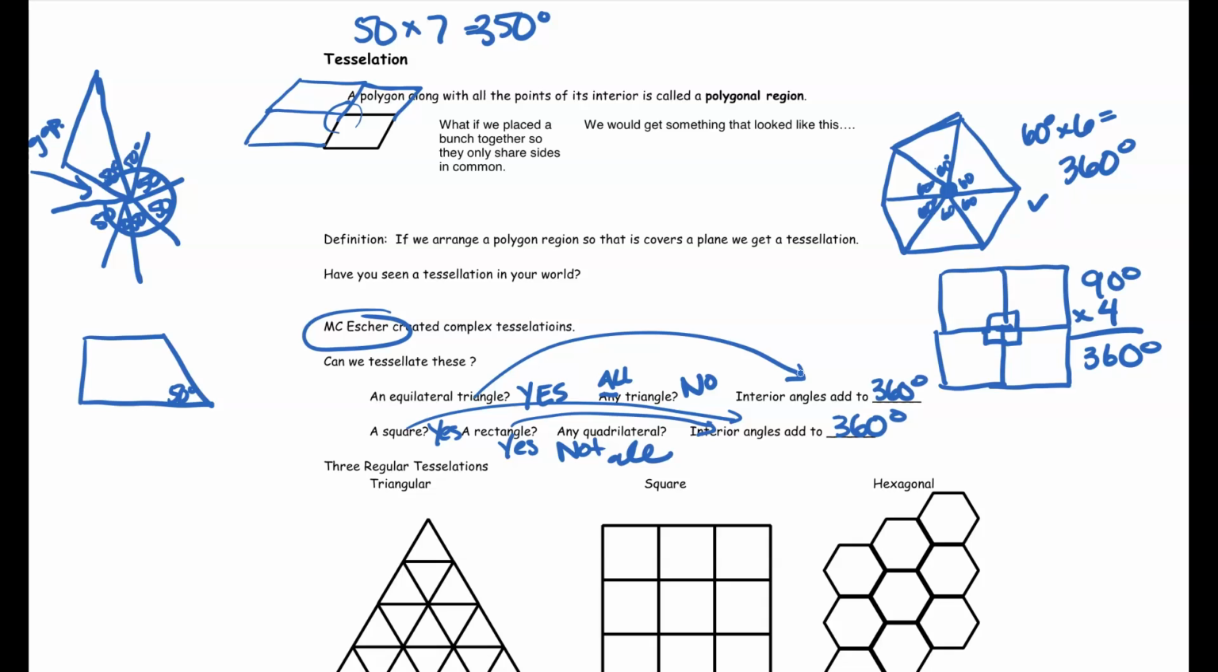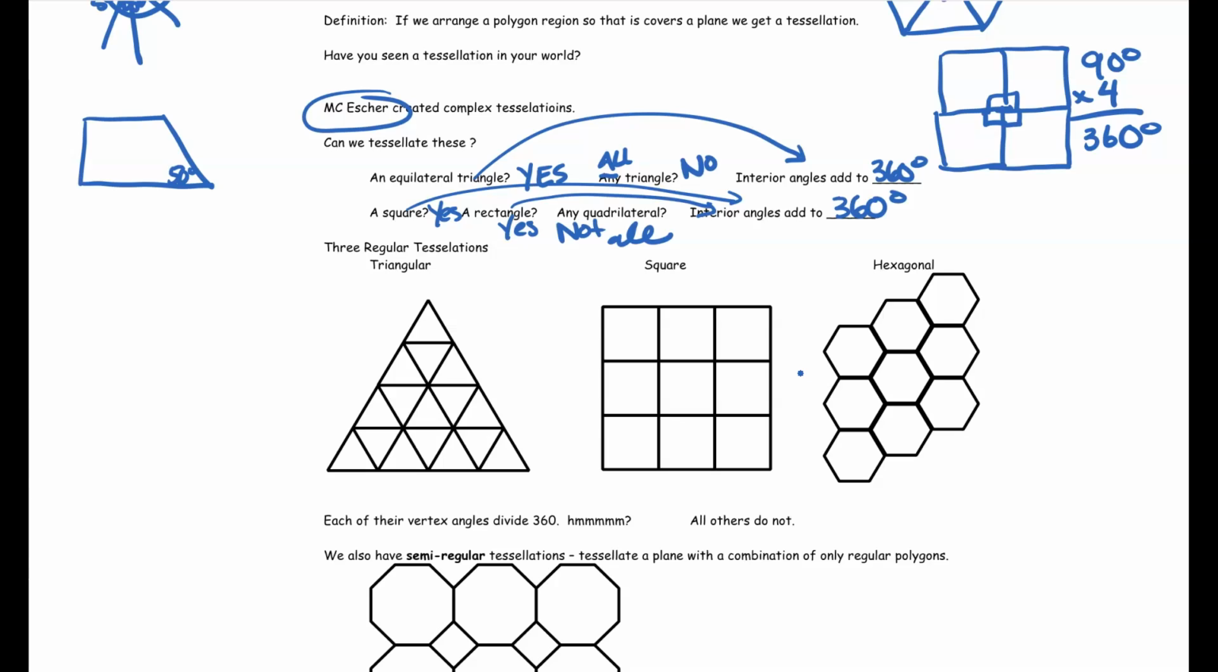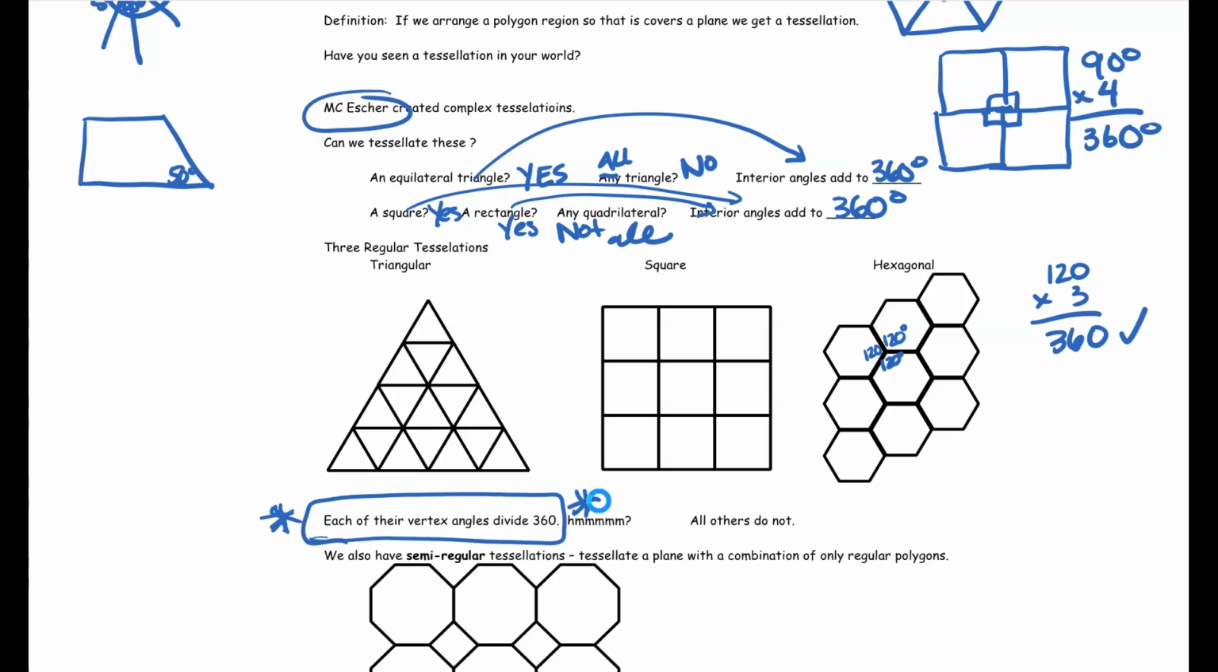So there are 3 regular tessellations. The square and the triangle we just talked about, and the hexagon also works. Let's talk about a hexagon. The vertex angle of a hexagon, we already talked about, is 120. If you take 3 120-degree angles, 120 times 3 is 360. So again, that works. Anytime those vertex angles divide 360, you will have a tessellation. So each of their vertex angles divide 360. This is the important part. That's what makes it tessellate. All others do not.